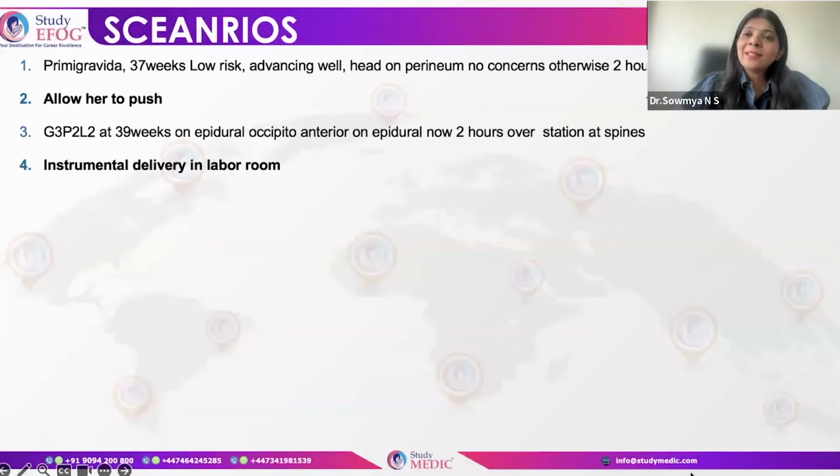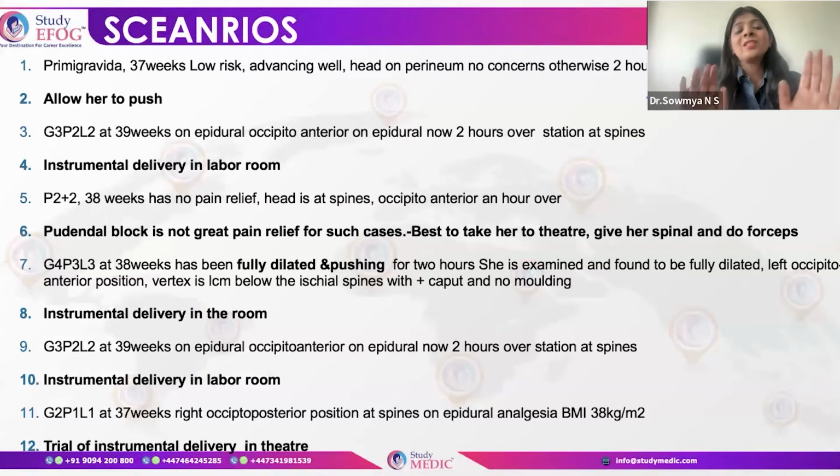So basically in all these scenarios, whenever there is a right occipito-posterior, you need to remember there is always a high risk of failure, especially in obese women. For that reason, even with good analgesia, and also because rotation is required, you shift it to the theater. Hope these 6 scenarios have given an idea where to do what.